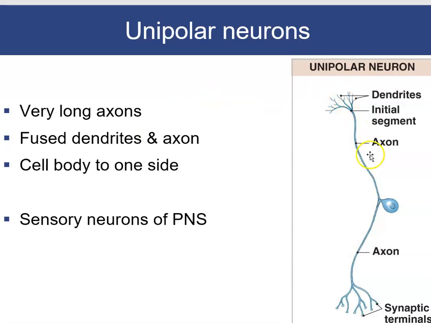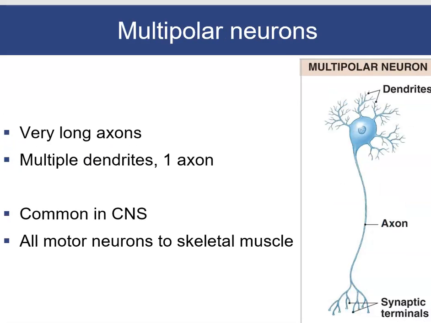Unipolar, they have very long axons. And the dendrites here will be on one end with a very long axon, and then the cell body usually is off to one side. These make up a good portion of the sensory neurons in our peripheral nervous system.